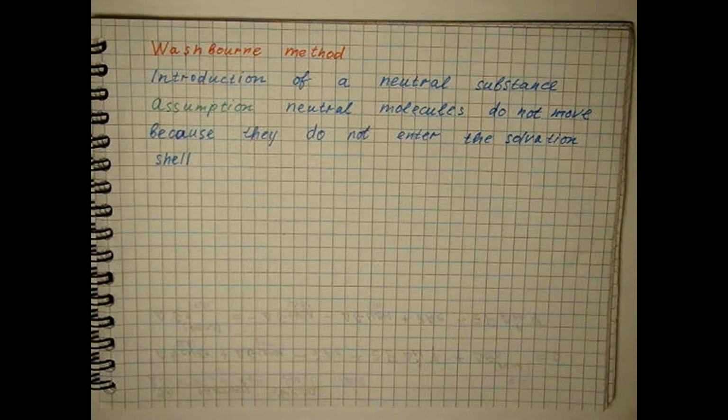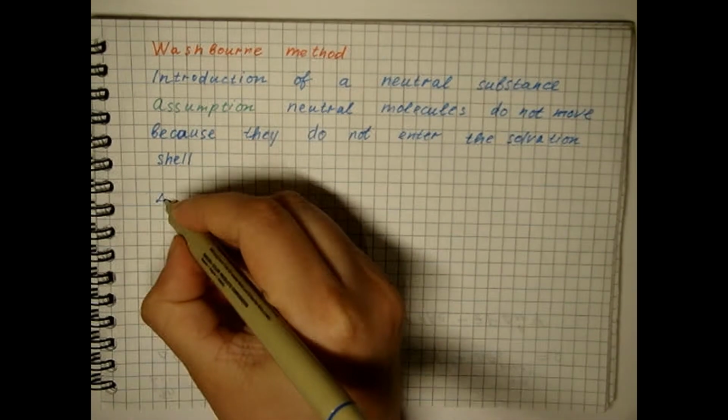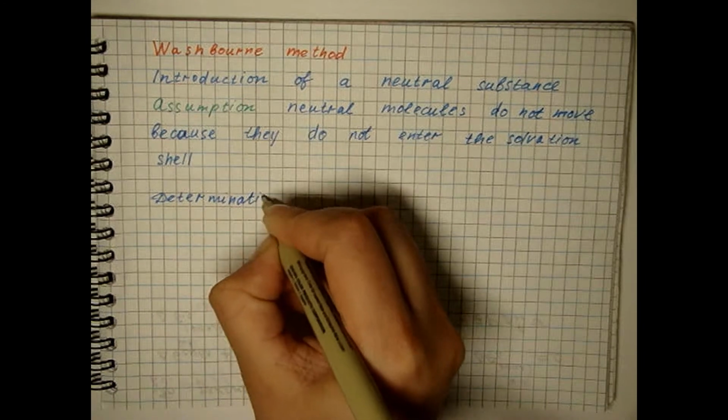Under these conditions, by changing the concentration of the neutral substance in the near-electrode space, it was possible to calculate the amount of solvent that was transferred by the ions and estimate the so-called true transport numbers. This method of estimating true transport numbers was proposed by Washburn.